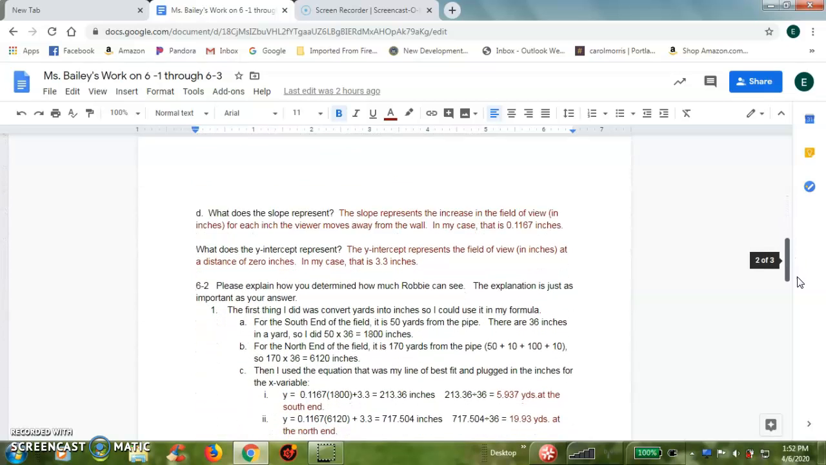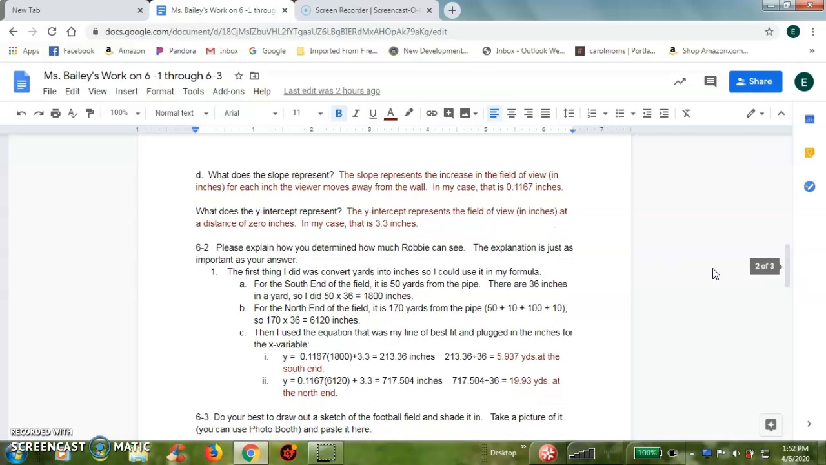Okay, so for letter D, what does the slope represent and what does the y-intercept represent? The slope represents the increase in the field of view for each inch the viewer moves away from the wall. Remember, the slope is what happens every time x increases by 1. In this case, the x is the distance from the wall. So in my case, the field of view increases by 0.1167 inches every time the viewer moves 1 inch away.